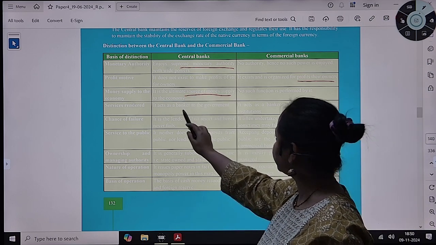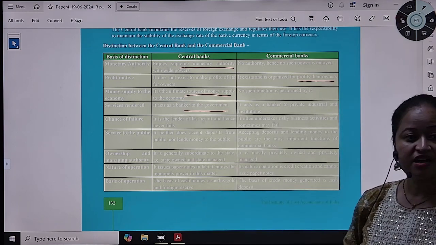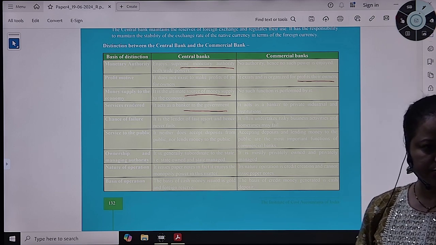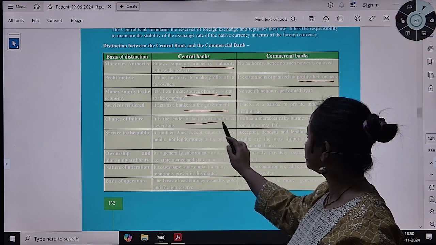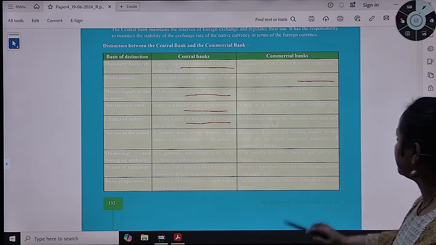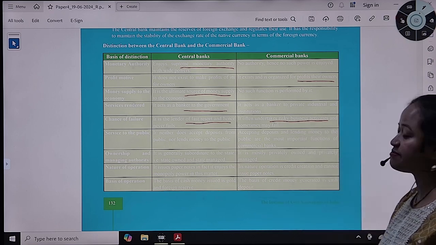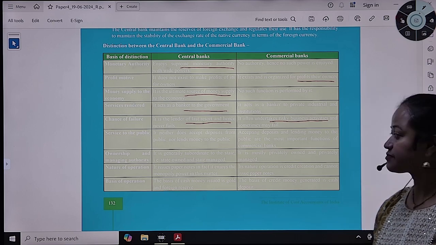Then the central bank acts as the banker to the government, and commercial banks act as the banker to the customers, the public. They cannot act as banker to the government. The central bank is the lender of the last resort and hence never fails. But commercial banks undertake risky business activities and sometimes may fail. And when they fail, the RBI will help them.